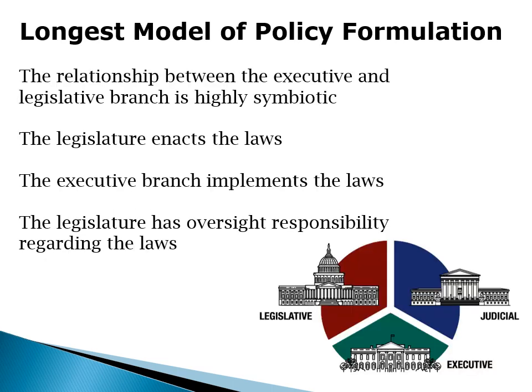The relationship between the executive and the legislative branch is really symbiotic. So, as we discussed, the legislature enacts the laws, the executive branch implements the laws, but the legislature has oversight ability regarding the laws. And there are congressional committees and agencies whose job it is to make sure the laws are being implemented as intended.